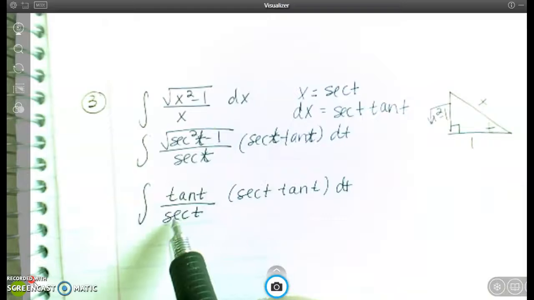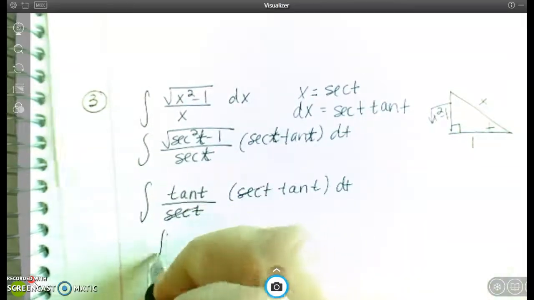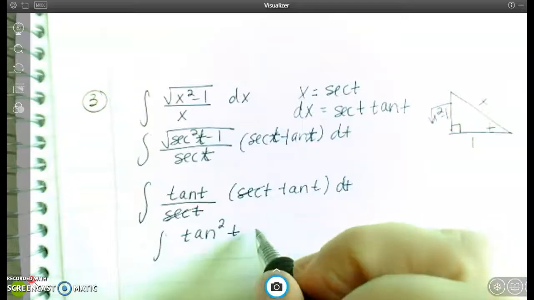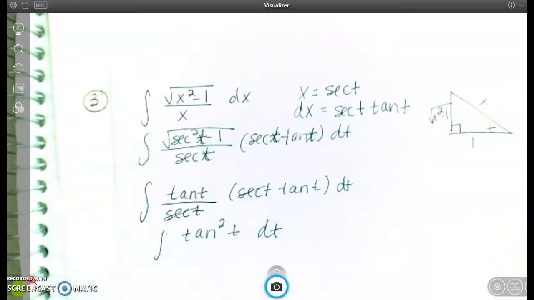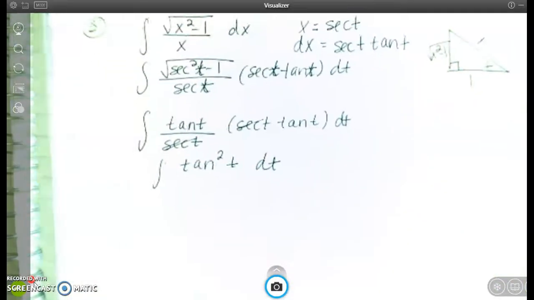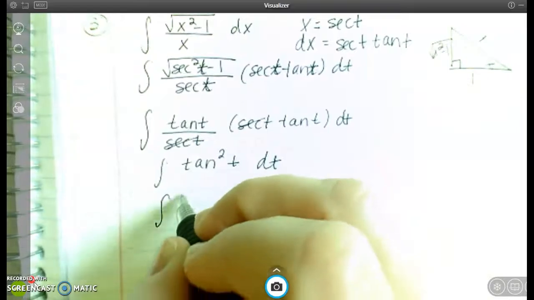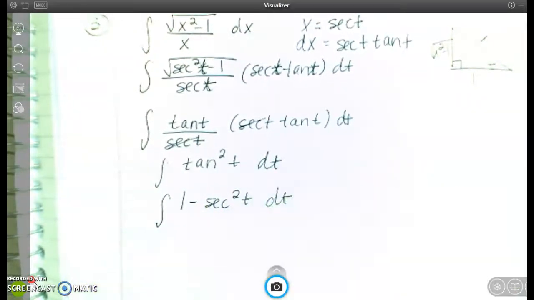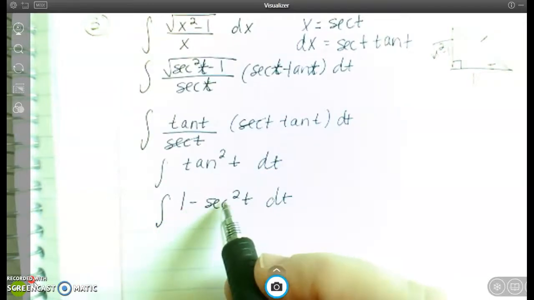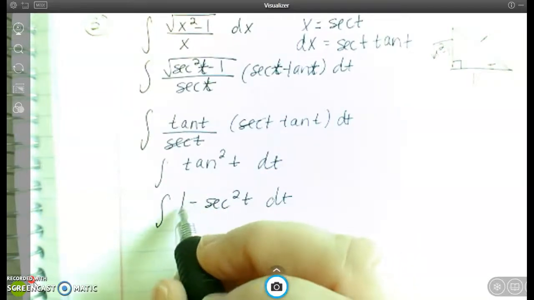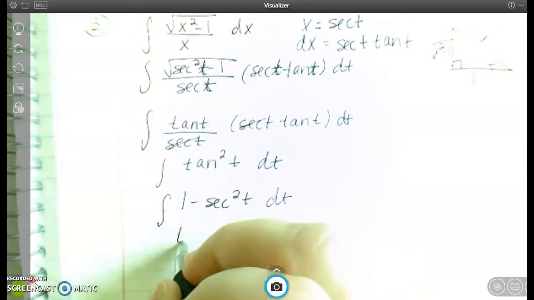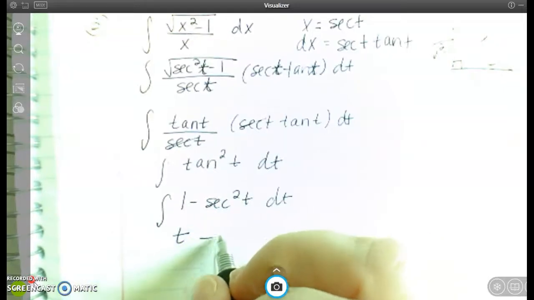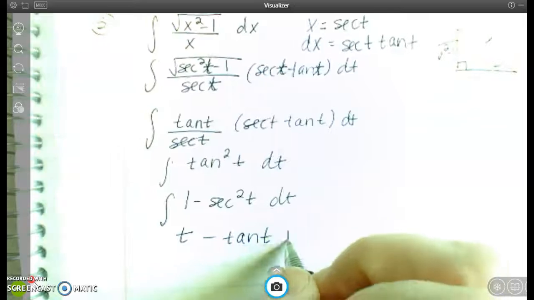Alright, and if we look at that, we can still simplify a little bit, so we have the integral of tangent squared of t. We don't know the antiderivative of tangent squared, and it's an even power, so we want to change that to secant squared of t minus 1. And luckily we do know the antiderivative of both of these pieces. The antiderivative of 1 is t. The antiderivative of secant squared is tangent of t.